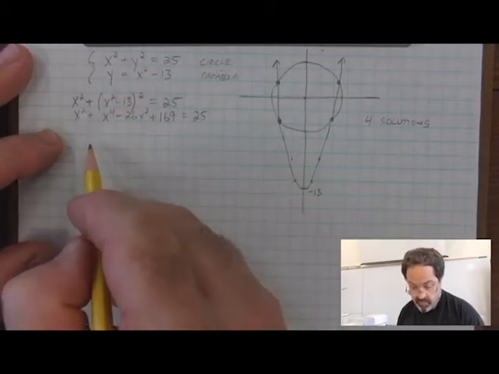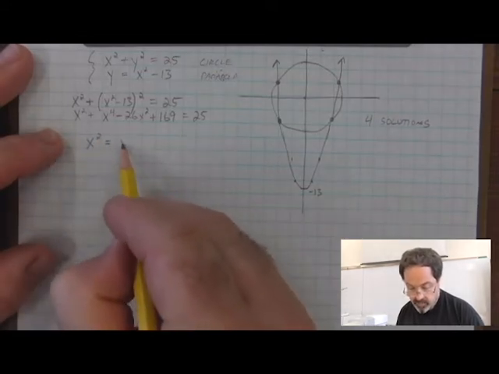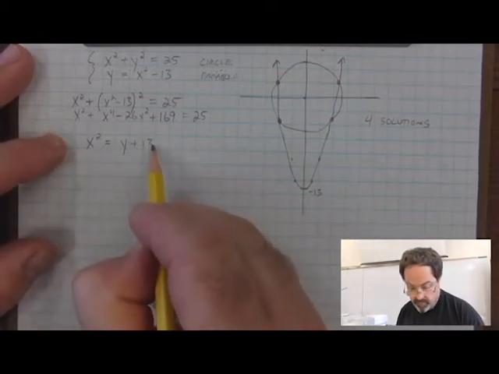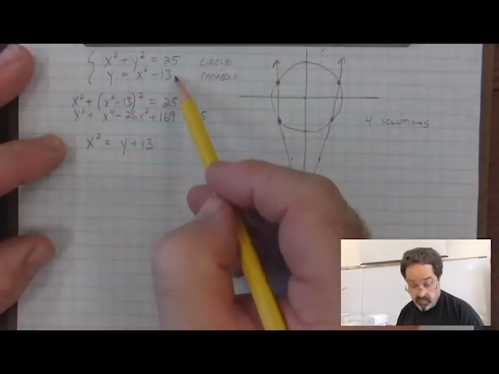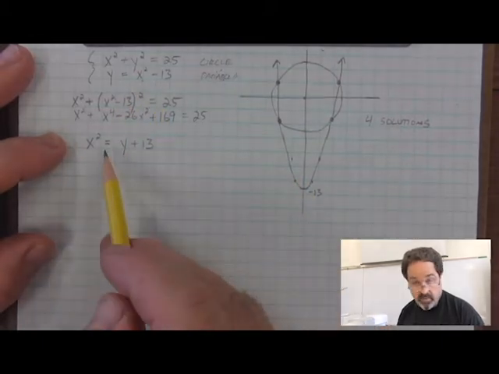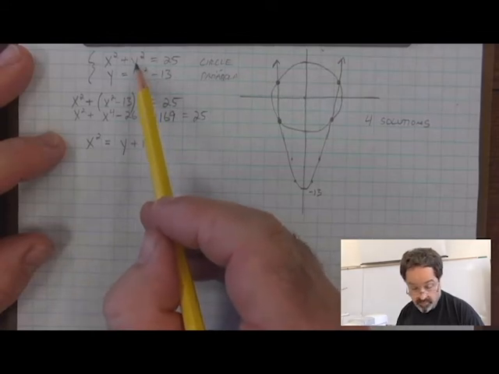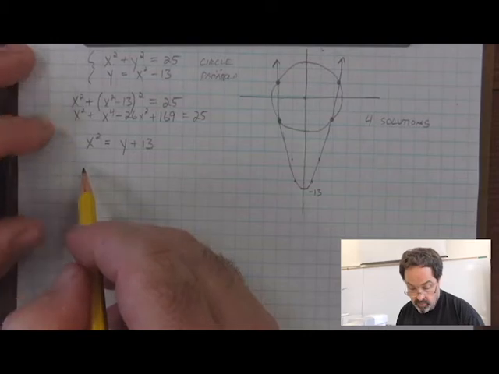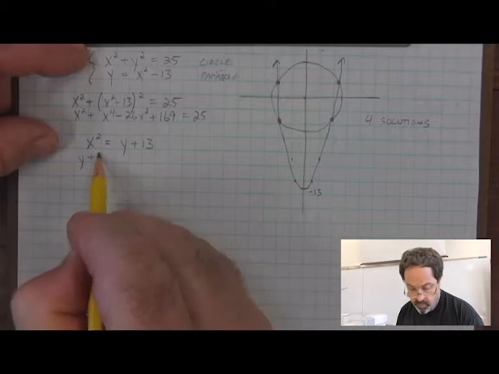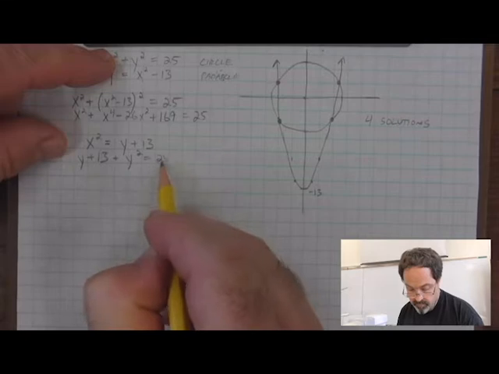So if I take the second equation and solve it for the x squared term by adding 13 to both sides, I get the equivalent equation, x squared is equal to y plus 13. Again, I took the second equation and solved it for x squared by adding 13 to both sides. Now I can do a different kind of substitution. Instead of replacing y in the first equation, I can replace x squared. When I do, I rewrite the first equation, but instead of x squared, I write what it's equal to, y plus 13, and then continue on, plus y squared is equal to 25.